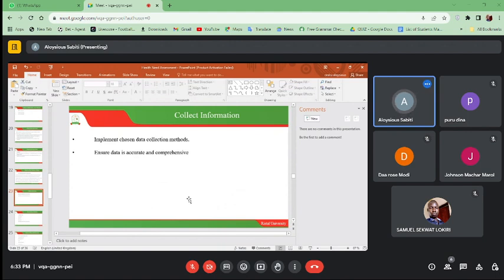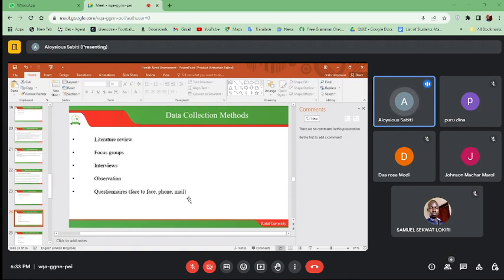So the second step is to collect information. Having chosen the data tools and the collection methods, you should be able to collect information from people, and you ensure that data is accurate and comprehensive. Accurate meaning that people are giving you the right information, and this accrues from being able to ask the right questions and being able to choose the right tools to ask the particular questions. So if you're able to use the right tools, then you will be able to collect accurate and comprehensive data.